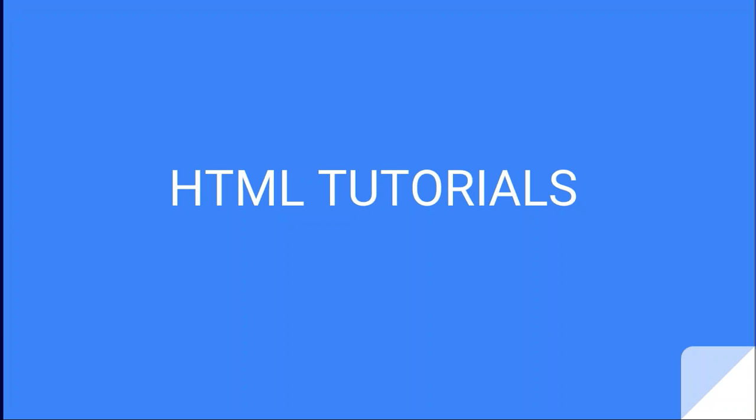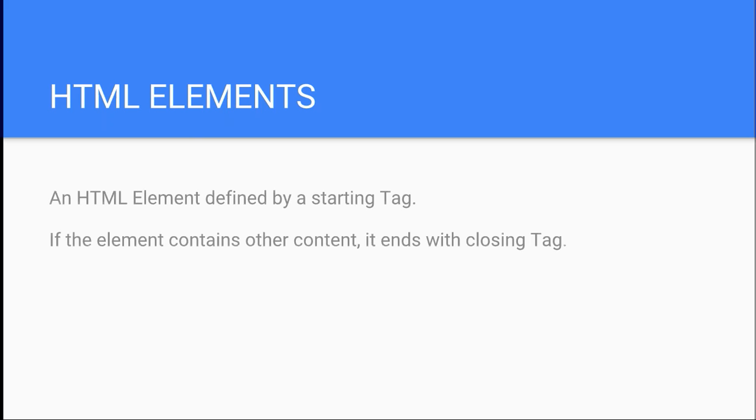In the last session, we learned about the history of HTML, basic programs of HTML, and some basic tags of HTML. Today we are going to discuss HTML elements. What is an HTML element? An HTML element is defined by a starting tag. If the element contains other content, it ends with a closing tag.